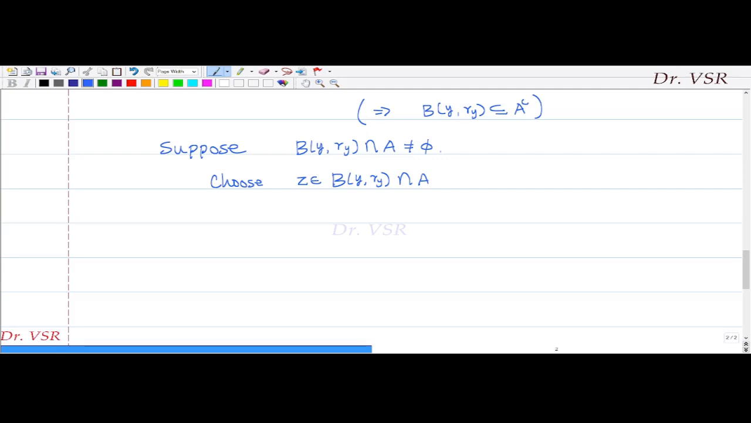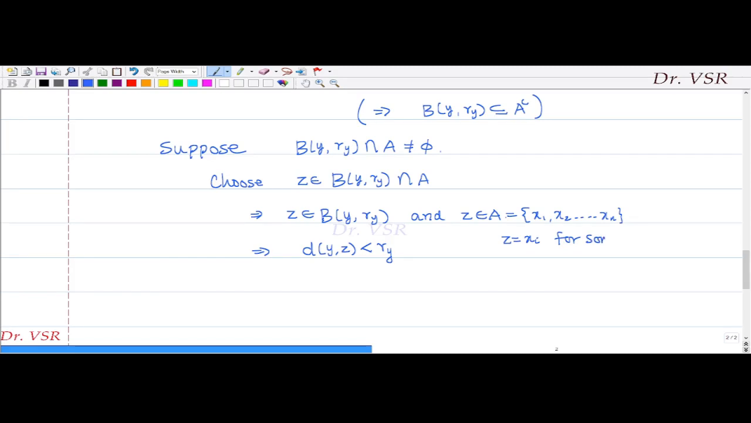அப்ப இதுல என்ன தெரியுது அப்படின்னா, this implies that z belongs to the ball with the center y and radius ry as well as z belongs to capital A. ஓகே, so இதுல என்ன தெரியுது அப்படின்னா, the distance between y comma z is strictly less than r suffix y. ஓகே, அதே நேரத்துல z belongs to A னா இது எப்படி இருக்கும்? x1, x2, ..., xn இருக்கா? அப்போ this implies that z is equal to xi for some i, ஏதோ ஒரு i க்கு, i belongs to 1 to n. அப்ப இதுல இருந்து ஒரு எலிமெண்ட் எடுக்கிறோம், xi ன்னு ஒரு எலிமெண்ட். அதான் இருக்க முடியும்.